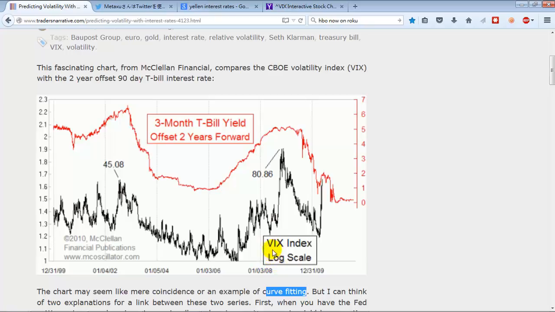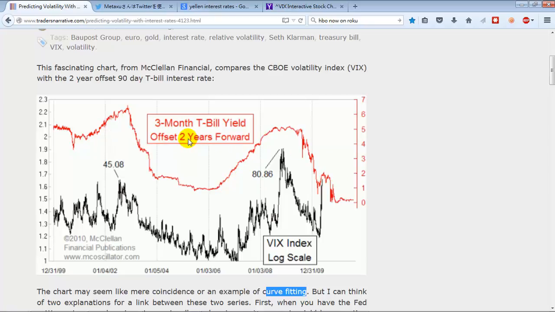Problem two is they've offset this yield curve 2 years ahead. So if we took this curve and looked at it normally, it shouldn't be here. It should be 2 years back. So what happened probably was they saw that it didn't match up, and then they kept moving it over until they found a point where it matched up, which is 2 years ahead.